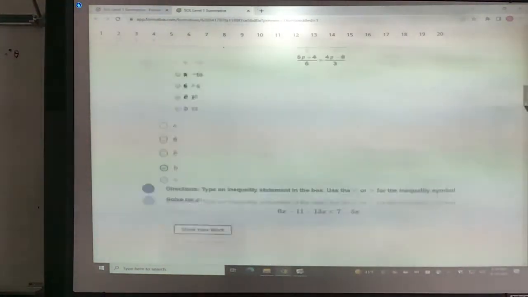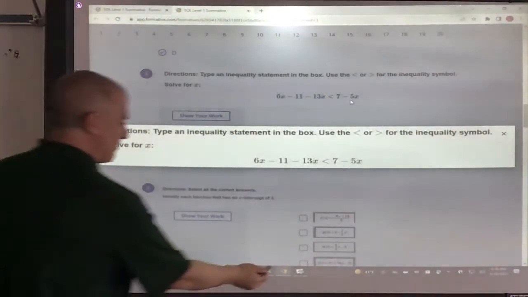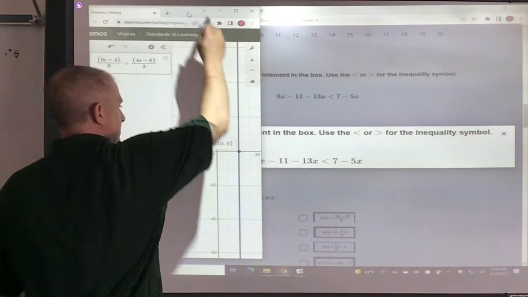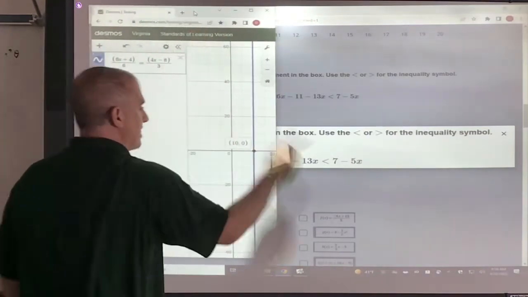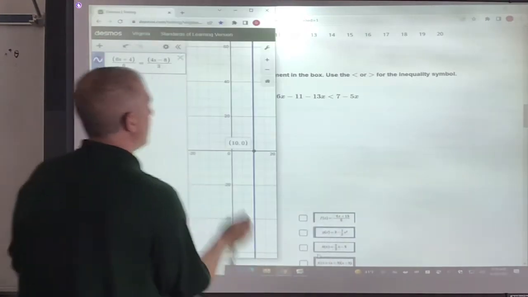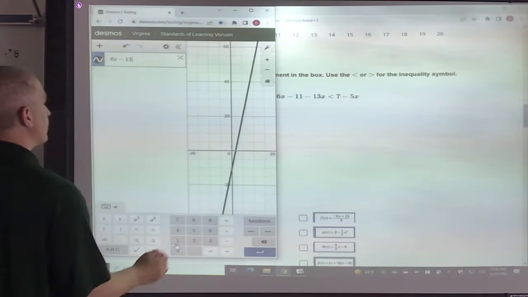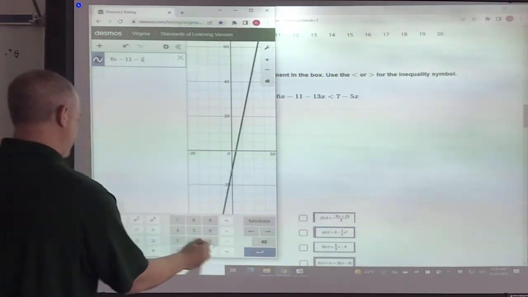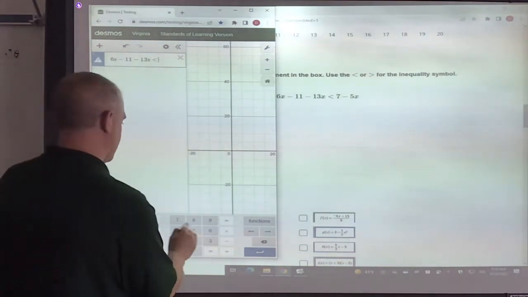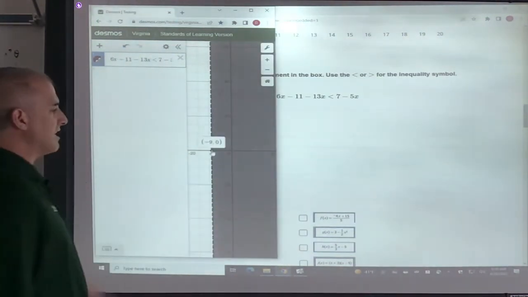Okay. All right, now these inequality questions, okay? All right, I want to do them the same exact way as I was doing those other ones, okay? All right, so I want to type these in to Desmos, all right? That's 6x, all right, minus 11, minus 13x, less than, which is right here, 7 minus 5x, okay? Now, if I click there, that's -9.